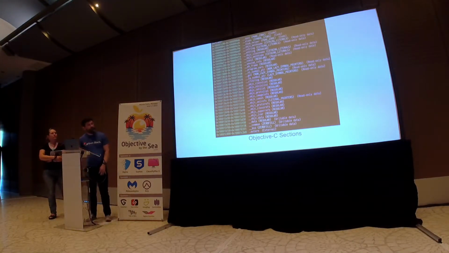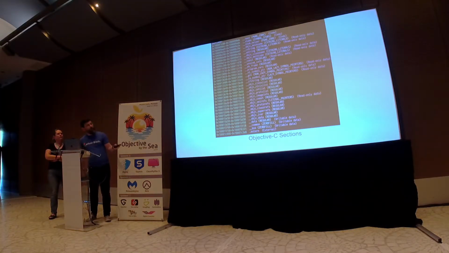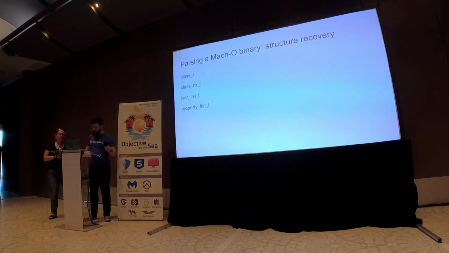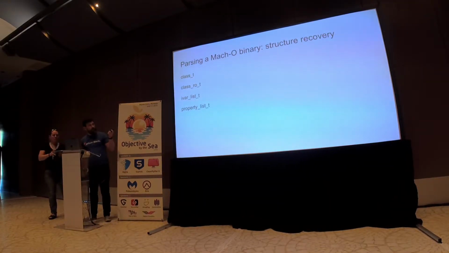So how do we get this information? The Mach-O binary actually helpfully provides us with a lot of Objective-C sections, and these contain all of the metadata and structures that give you what you need to figure this all out. So the first things that we have to do are the class T and the class RO T. Those are the ones that define the actual structures for the classes themselves. And I left off method list T here. And then we'll also get the methods from method list.